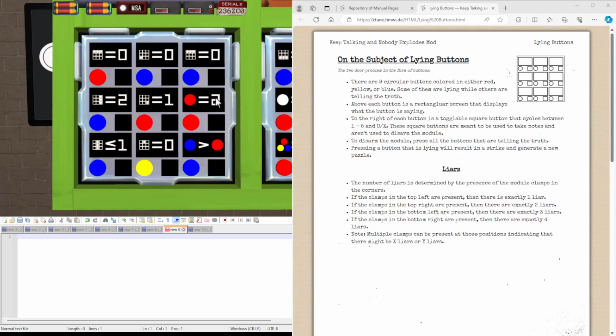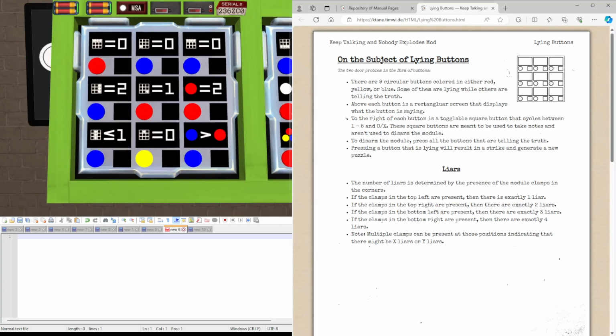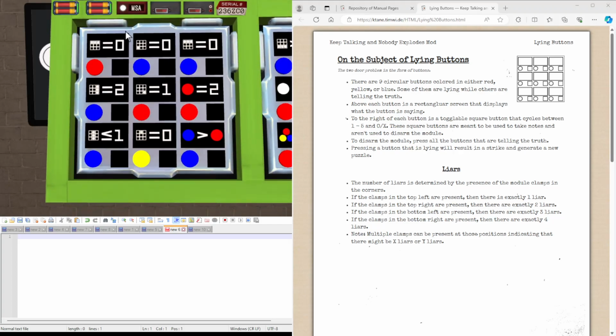This is what the module will look like. Each of these big black boxes will have a statement about the entire state of the board. However, some of them will be lying, and of course some of them will be telling the truth. Our goal is to figure out which ones are telling the truth and press the coloured buttons of those ones to start the module.